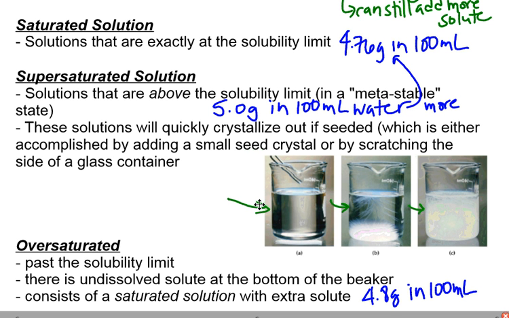So there's a difference between supersaturated and oversaturated. Supersaturated is everything's dissolved, but it's really, really unstable because it shouldn't all be dissolved. And oversaturated is when you have extra solid at the bottom of your beaker.